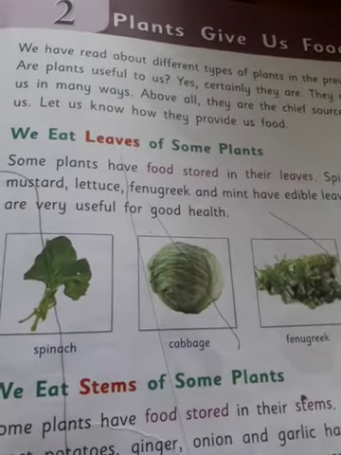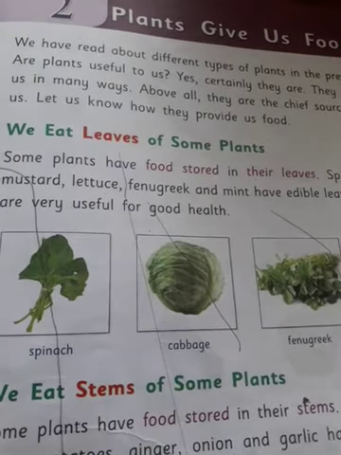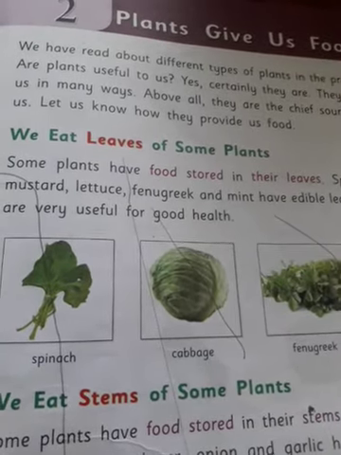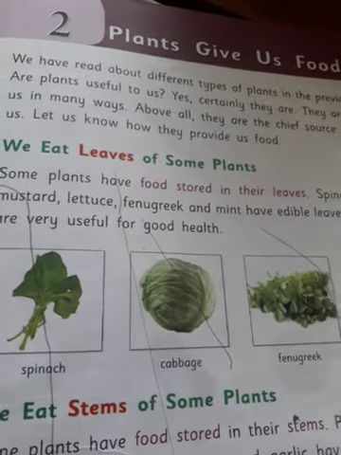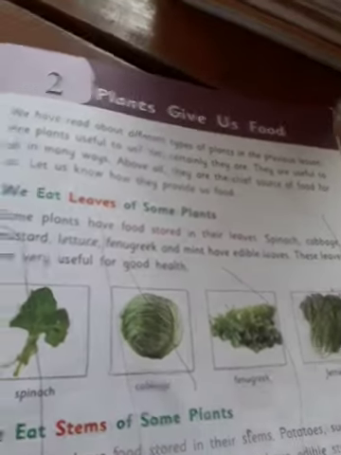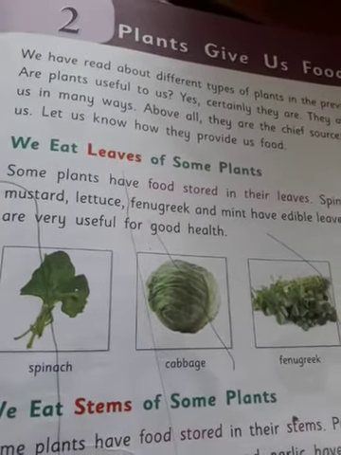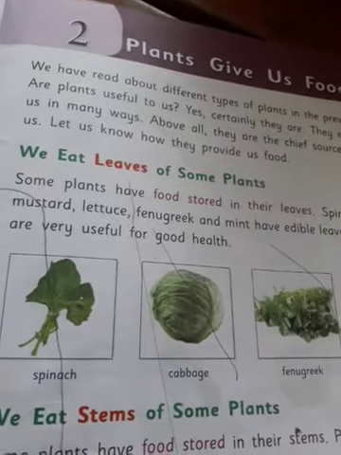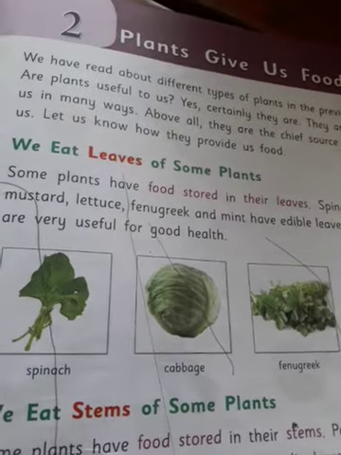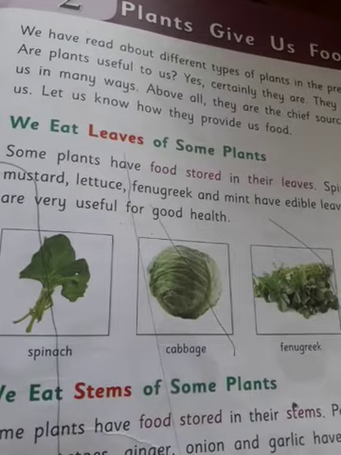So plants are very useful to us. We eat leaves of some plants. Some plants have food stored in their leaves. Just like spinach, cabbage, mustard, lettuce, fenugreek and mint have edible leaves. And these leaves are very useful for good health.